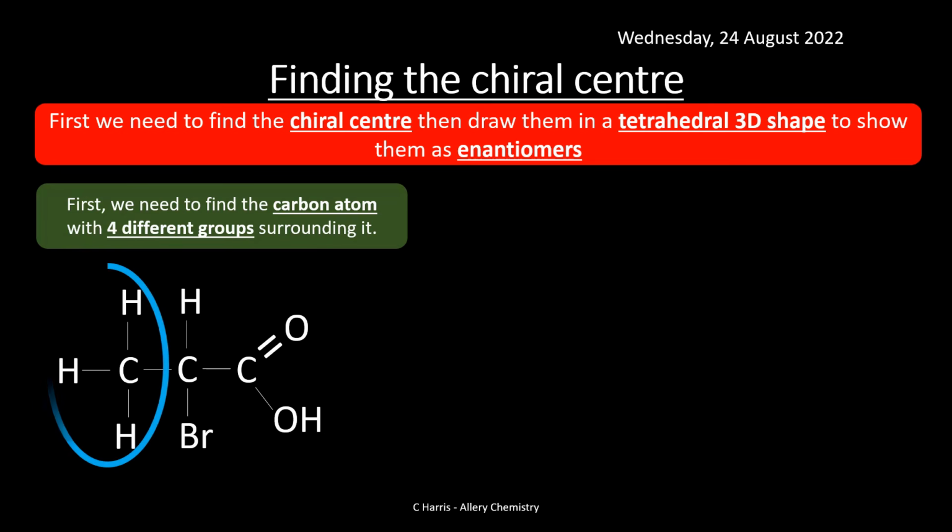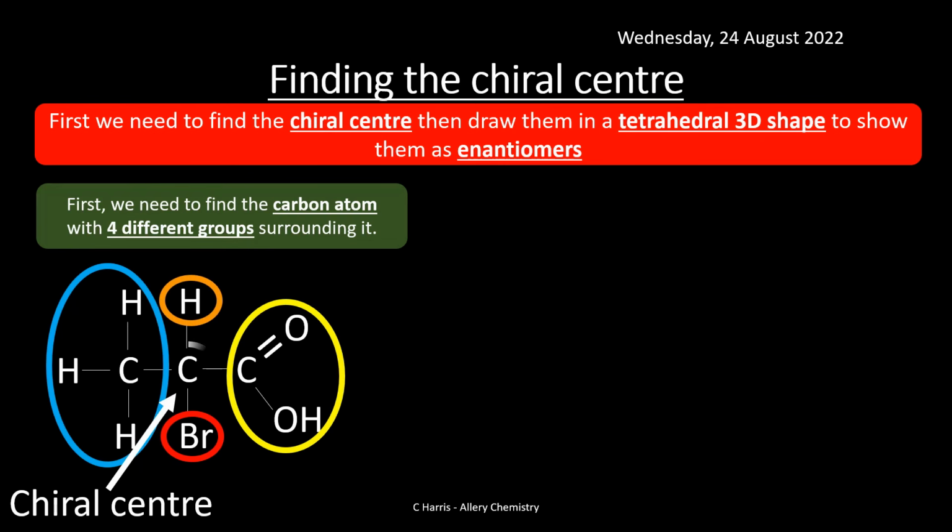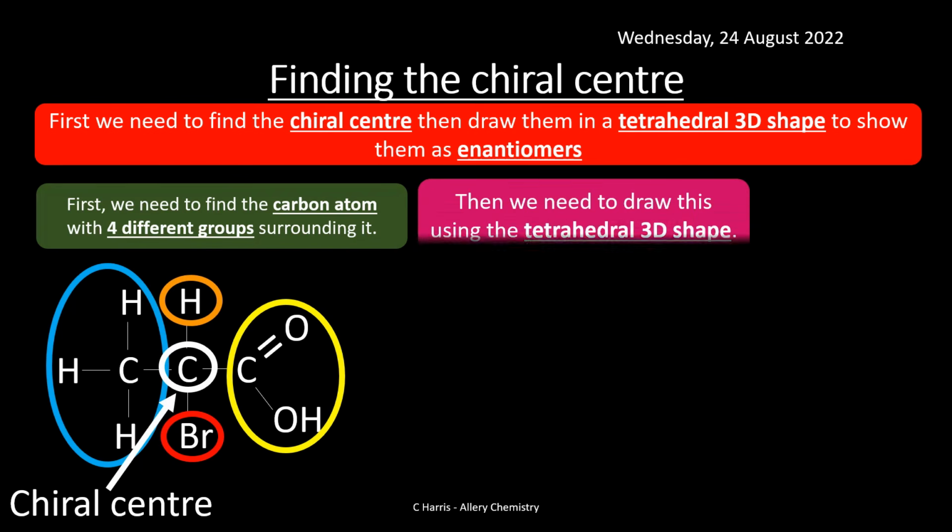Okay, so there's one. There's another group. There's another group. And there's another group. So your chiral center is right there in the middle. You've got 4 different groups surrounding that carbon center. So we found our chiral center.